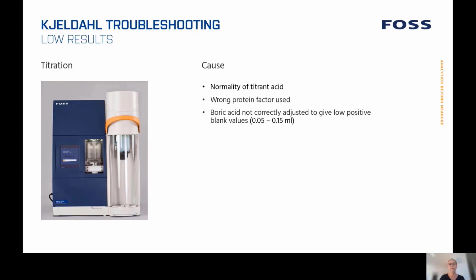In the titration step, the reason could be that you don't have the right normality of the titrant, so please check what you have added. Could also be that you have the wrong protein factor. Could also be the boric acid. It's not correctly adjusted. When you adjust the boric acid, you should have a low positive blank value in the range of 0.05 to 0.15 milliliter.